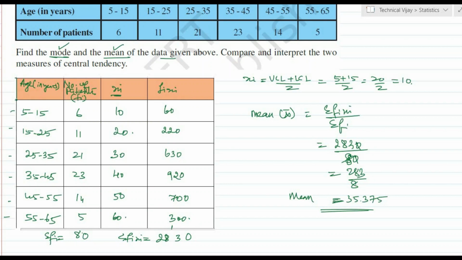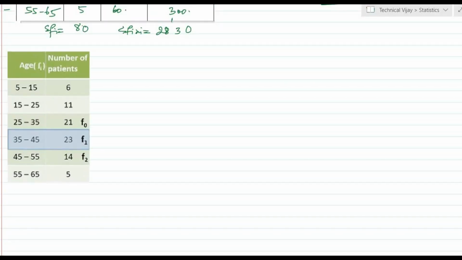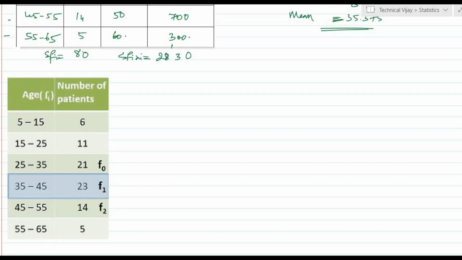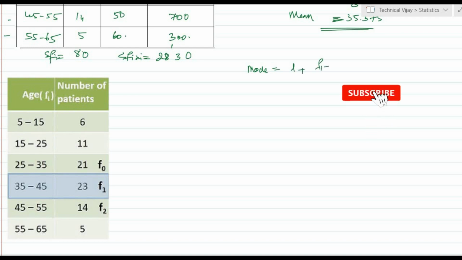The mode will be calculated now. I have written the same data here, age. Now I will try to calculate the mode of the data. The mode of the data is given by the formula: mode is equal to L plus (F1 minus F0) divided by (2F1 minus F0 minus F2) into H. This is the formula for calculating the mode of the data.